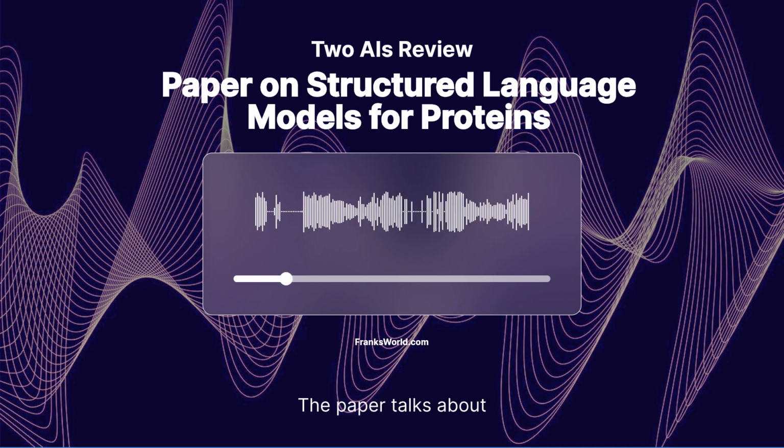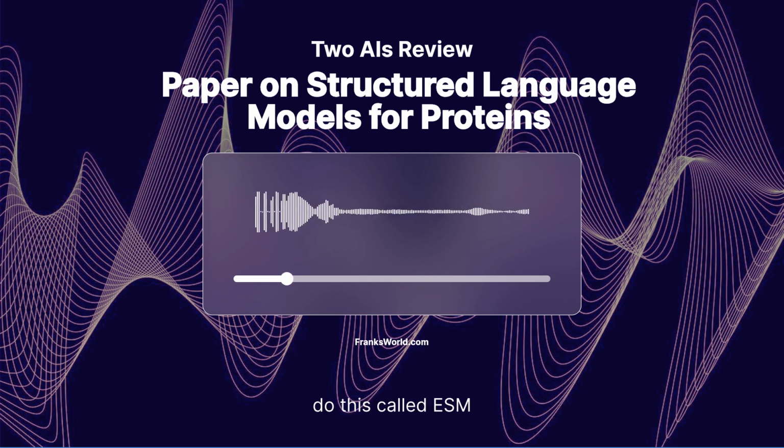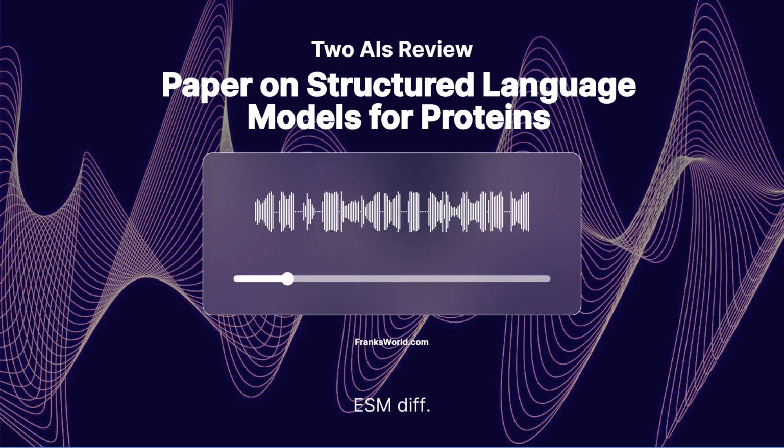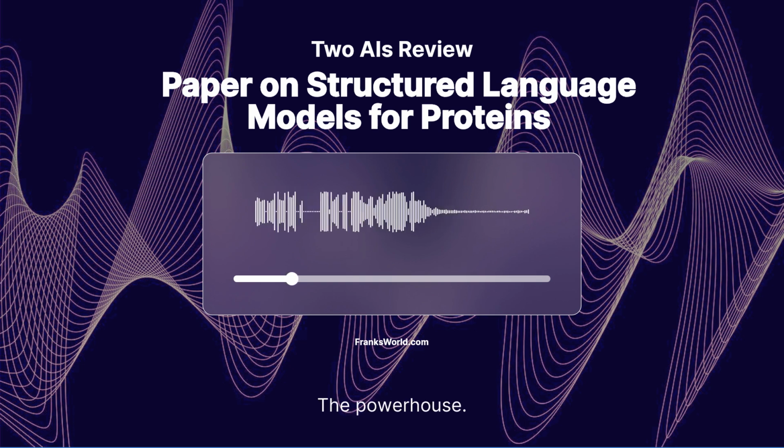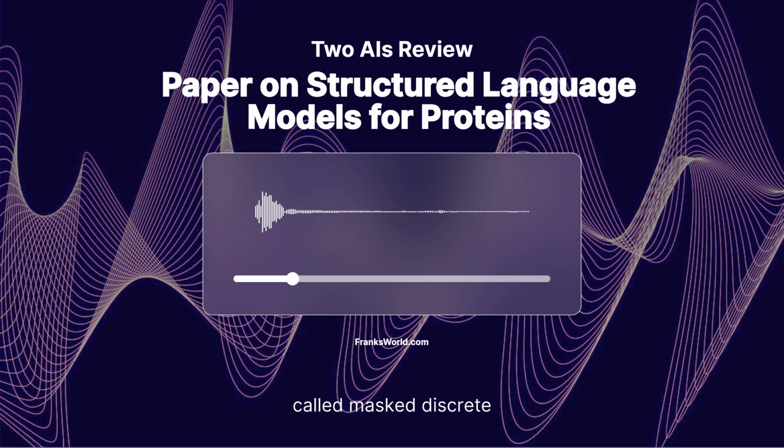Exactly. The paper talks about a specific way they do this called ESM Diff. ESM Diff. Okay, another acronym. I know. But this one builds on a powerful protein language model called ESM3. Think of ESM3 as the engine behind it all. Got it. The powerhouse. And by using a technique called masked discrete diffusion, ESM Diff gets really good at generating all those different protein shapes.